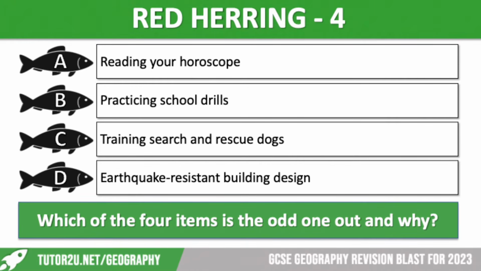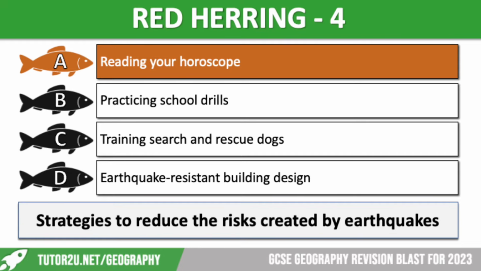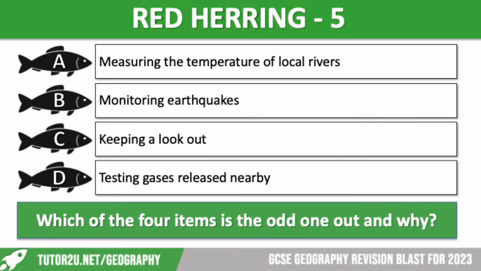Let's reveal. It is reading your horoscope, obviously. The other is strategies to reduce the risk created by earthquake. So practicing school drills in particular, a really good example of that is in Japan, where every September they have an earthquake drill day, a bit like we would have fire drills in the UK.